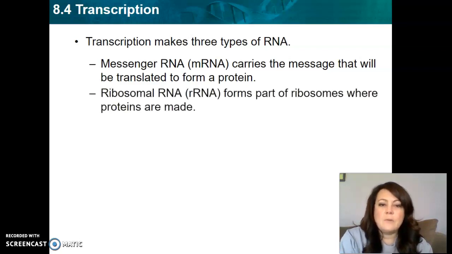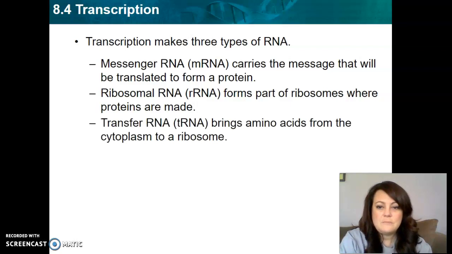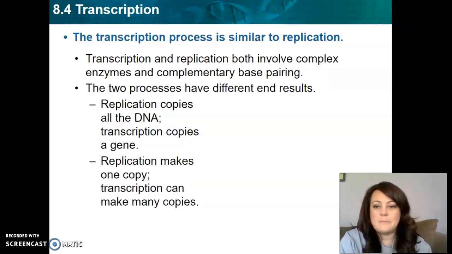Ribosomal RNA forms parts of the ribosomes where proteins are made. So a ribosome is made of RNA. It uses mRNA and tRNA to make those proteins that make up everything about you. That tRNA brings the amino acids from the cytoplasm to a ribosome so they can be paired up. The transcription process is very similar to replication. They both involve complex enzymes, those polymerases, and they both involve complementary base pairing.